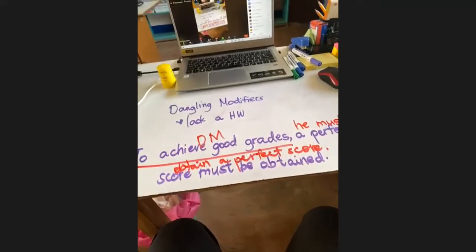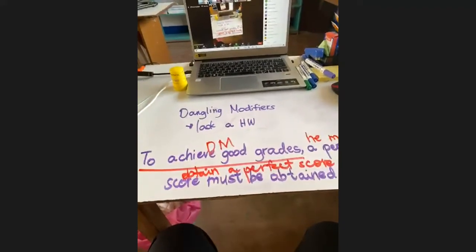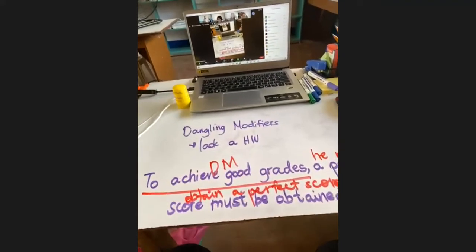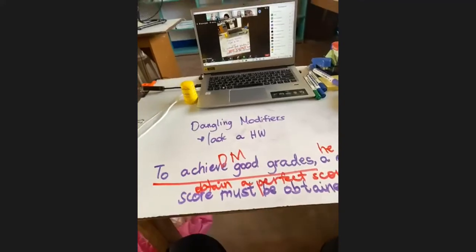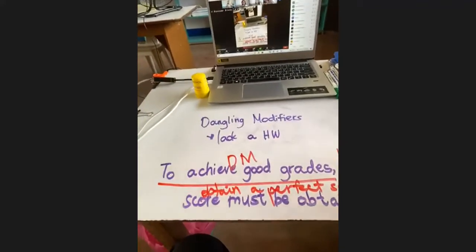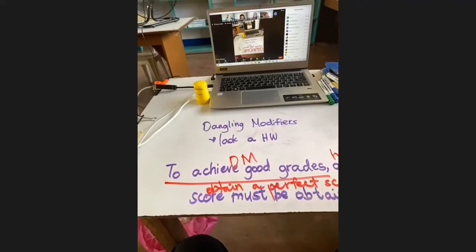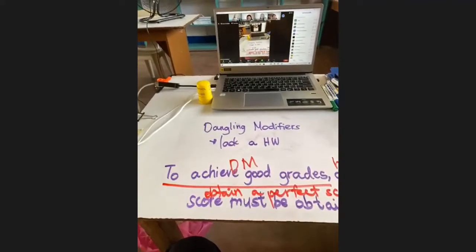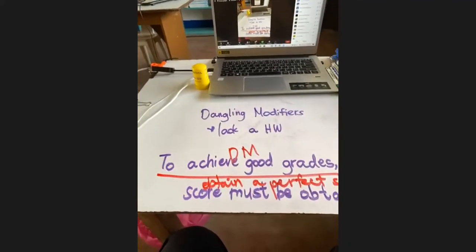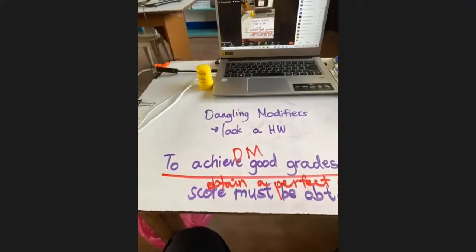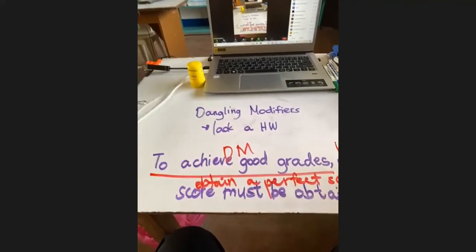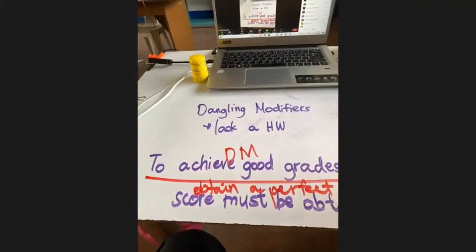Or you can use she. Or you can use they. You can use a specific name of a person. To achieve good grades, Diana must obtain a perfect score. Because you can put any name, any significant name, or any good nominative pronoun in this sentence. Like what I said, there's almost an infinite number of ways to revise a sentence with a dangling modifier.